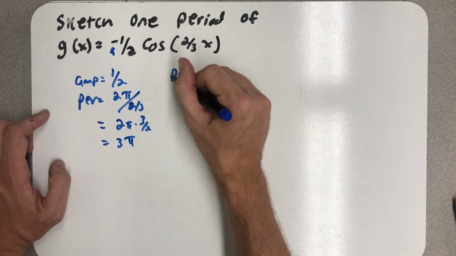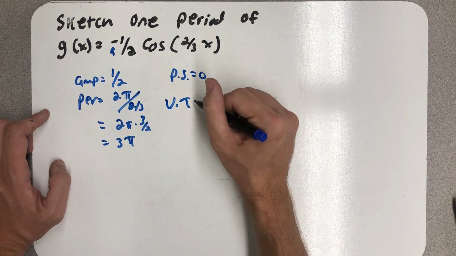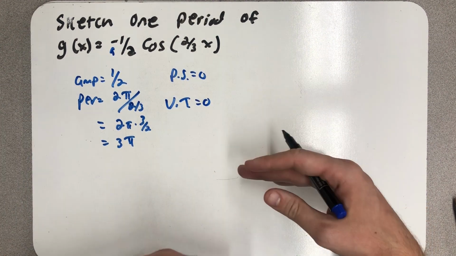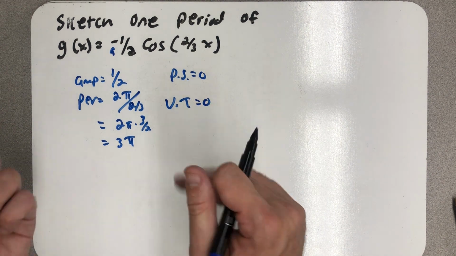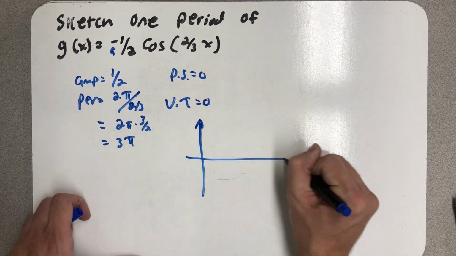Nothing being added or subtracted on the inside, so there is no phase shift. There's nothing being added or subtracted on the outside, so I'm not shifting up or down at all. The vertical translation is equal to 0. And I'm ready to graph this one period.